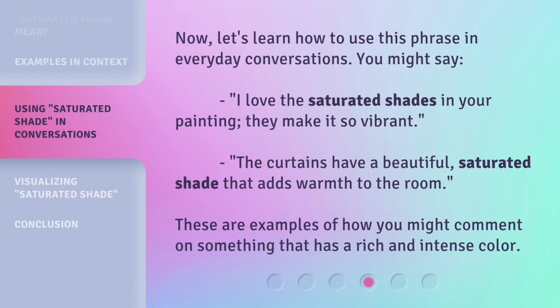Now, let's learn how to use this phrase in everyday conversations. You might say, "I love the saturated shades in your painting. They make it so vibrant." The curtains have a beautiful, saturated shade that adds warmth to the room. These are examples of how you might comment on something that has a rich and intense color.